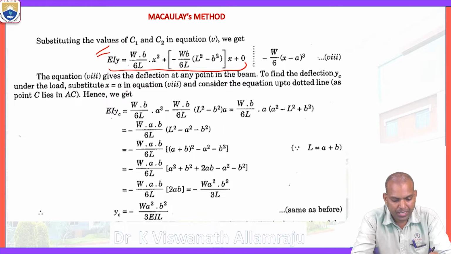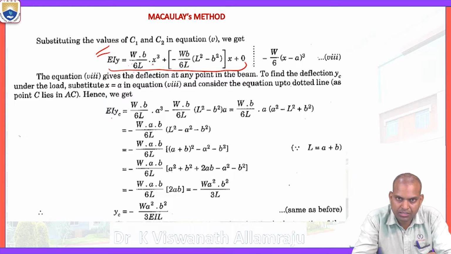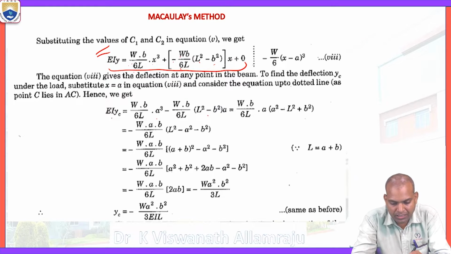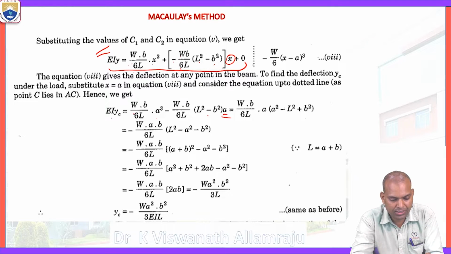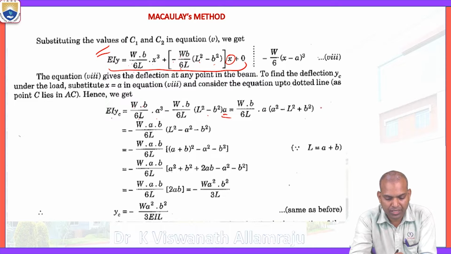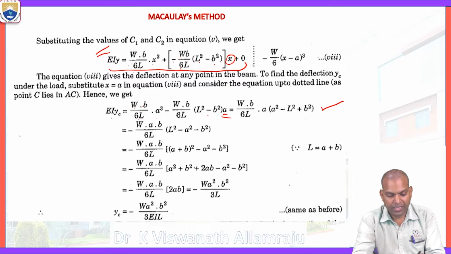Substitute x equal to A, that is WB by 6L times A cube, minus WB by 6L times L square minus B square times x, where x equal to A. Now simplification. What will happen here? WB by 6L. What we are going to do here is make A common. Then it is A square minus L square plus B square. This is the equation. Now further simplification: WAB by 6L times, then, L square minus A square minus B square.